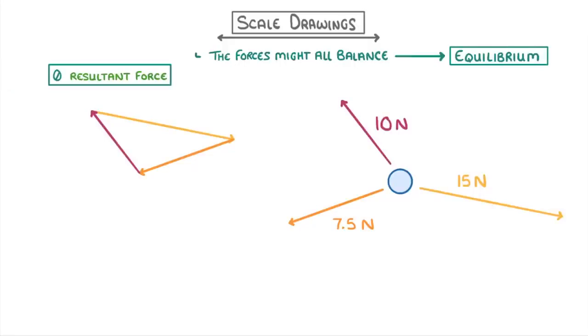Don't worry about arranging the arrows in any particular order though. As long as you put them all tip to tail, then you'll be fine. For example, we could have arranged them like this instead. They still form a perfect triangle, which means there's no resultant force.